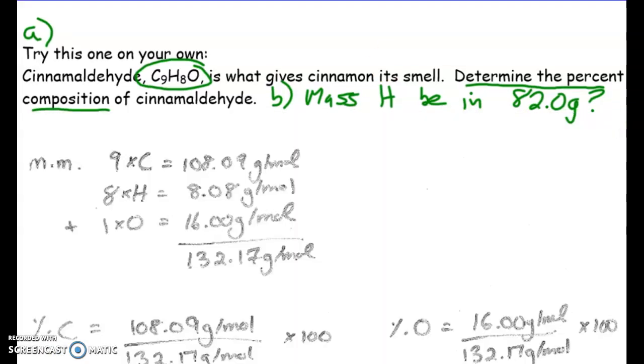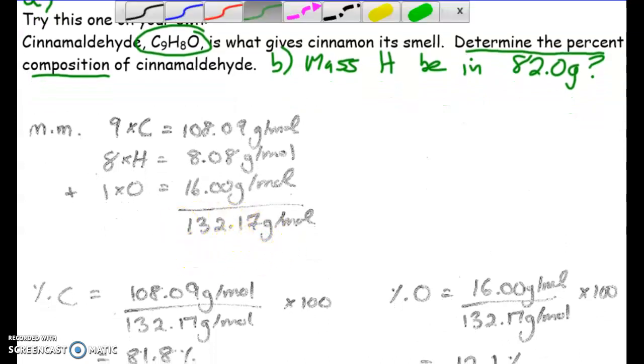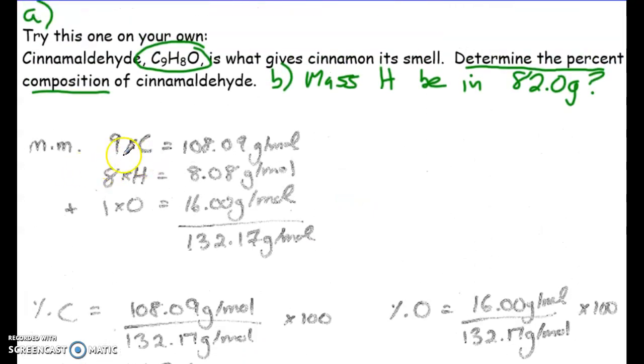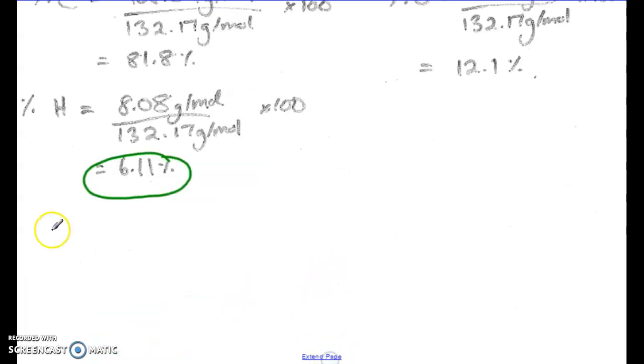So for cinnamon aldehyde, your overall molar mass should have been 132.17 grams per mole. So then you had to, of course, figure out the percentage for each element. So remember, the carbon would be for the 9 carbons in the numerator and the total in the denominator. Same thing, oxygen, there's only 1. And then hydrogen, we have the 8. So we have 6.11% of hydrogen, which is what we're going to need for our part B, which is why I have it circled.